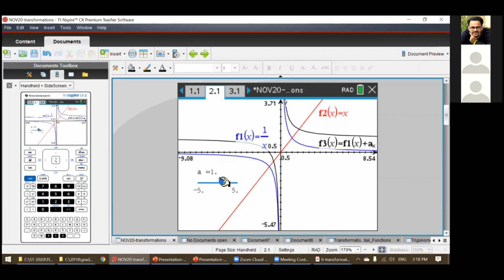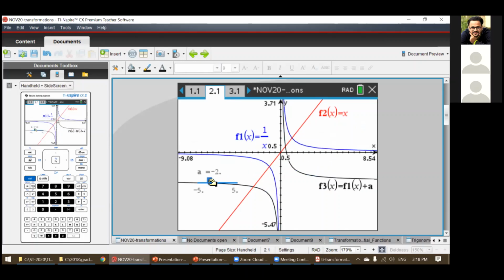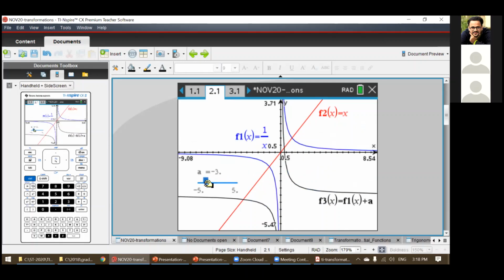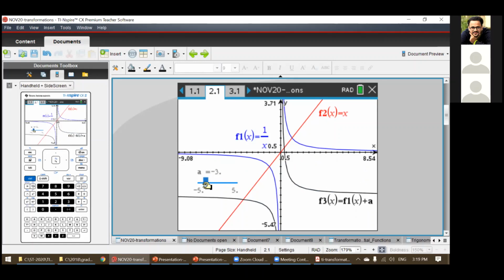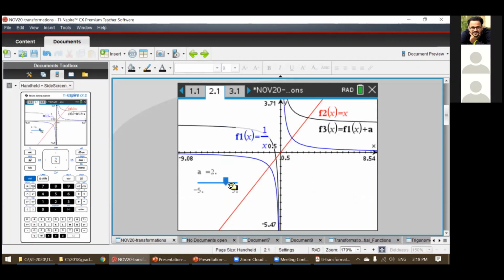So again, you have your slider ready here, and you can see now how your graph actually moves, right? So what happens when A takes a value minus 1, minus 2, minus 3, or plus 1, plus 2, plus 3, okay? What is the relationship between A and any of the asymptotes, if at all? Are some of the questions that the graph will help you answer as you transform it, okay?